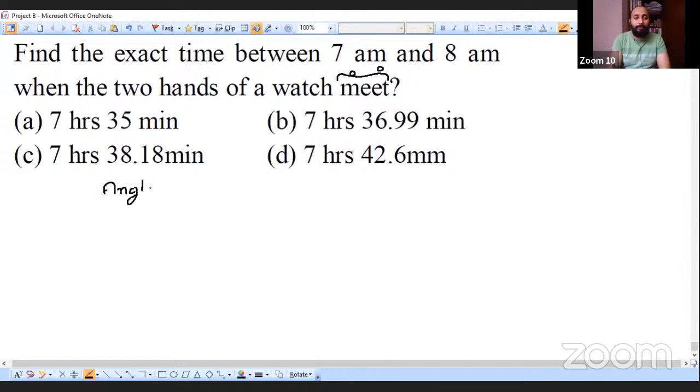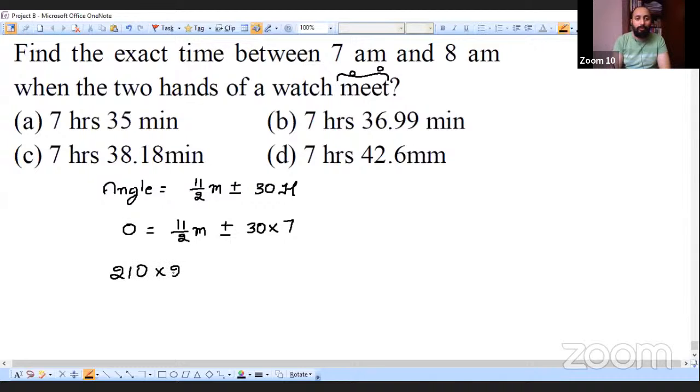Angle is equal to 11 by 2 into minutes plus or minus 30 into hours. So the angle between them is 0 degrees. 11 by 2, how many minutes? We are trying to find that. Plus or minus 30 into hour, which is 7. So what is the answer we're going to get here? We're going to get 21, so 210.